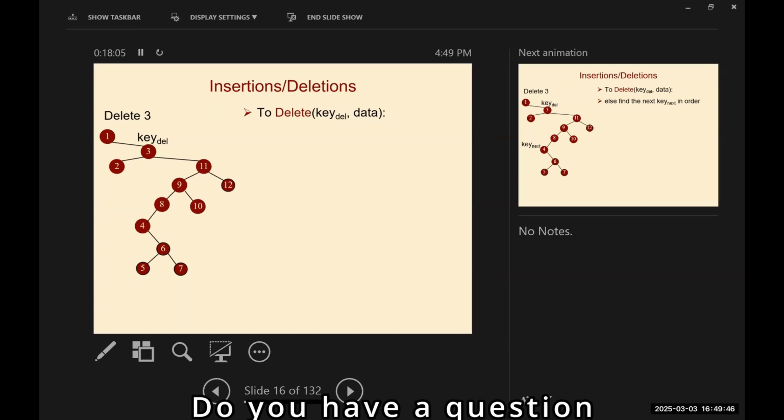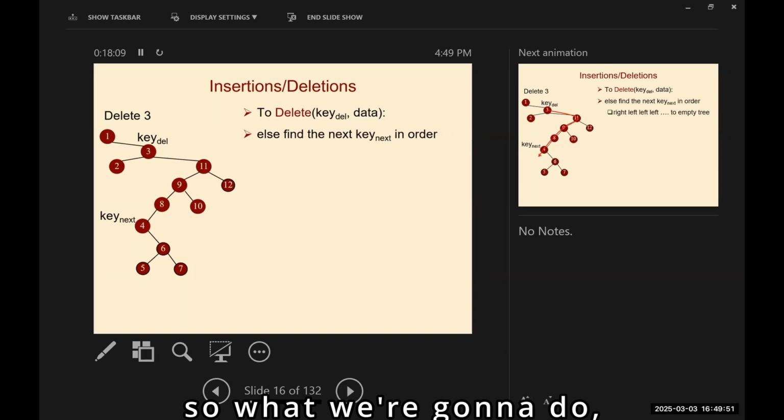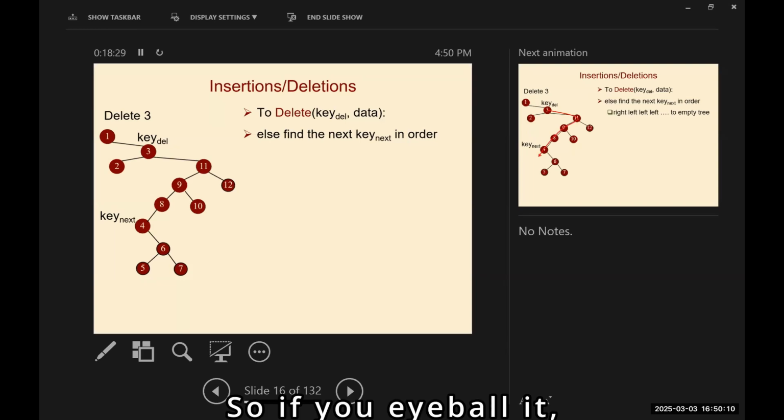Do you have a question or thought? All right. So what we're going to do, I mean, this is a fun algorithm anyway, and this was an algorithm I got with part of the homework assignment, was given a node, find the next node in the order. All right? So if you eyeball it, who's next after 3? It's 4, right? But how do you find them?